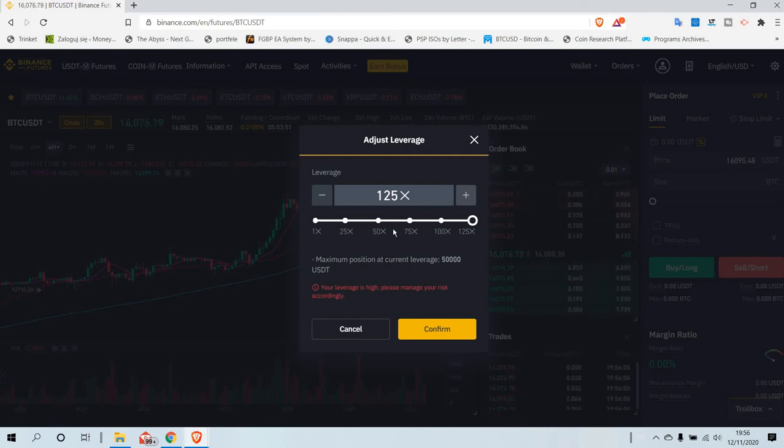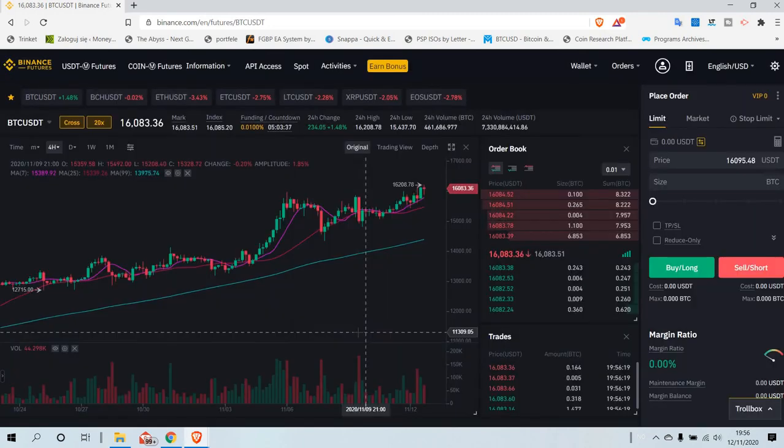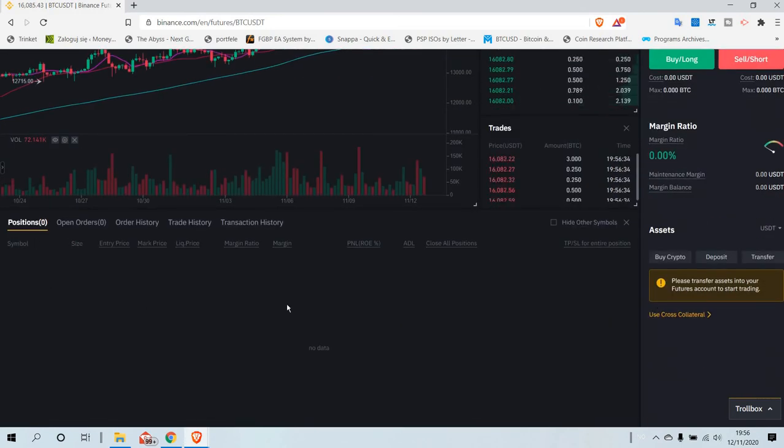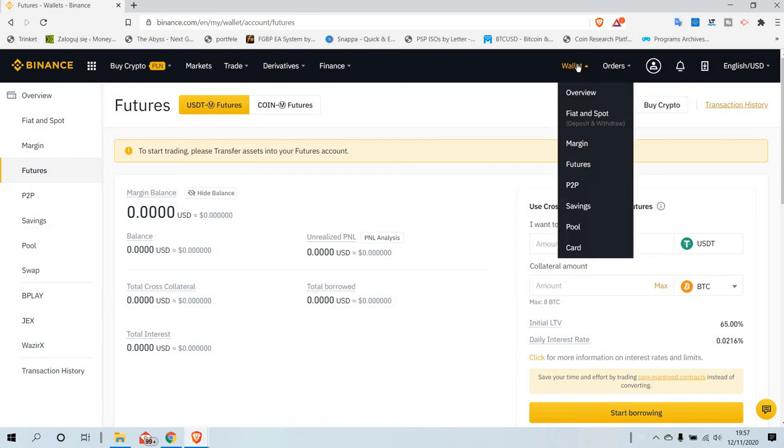For beginning traders, I recommend using only 5x, 10x, 15x maximum. I used to trade with 20 or 25, sometimes 125, but this is a very risky game. So this is how it looks. The orders look more or less the same. You have a limit order, market, and stop limit. And the orders as well will end up in here. And in here as well you have options like P&L, so that's going to be the percentage of your earning or losing positions.